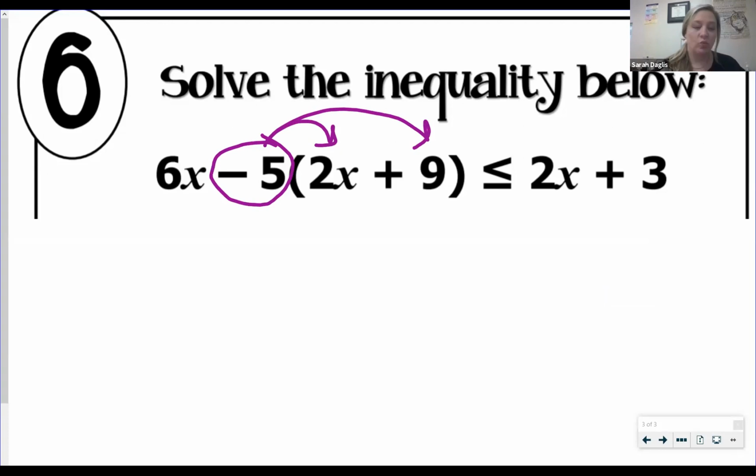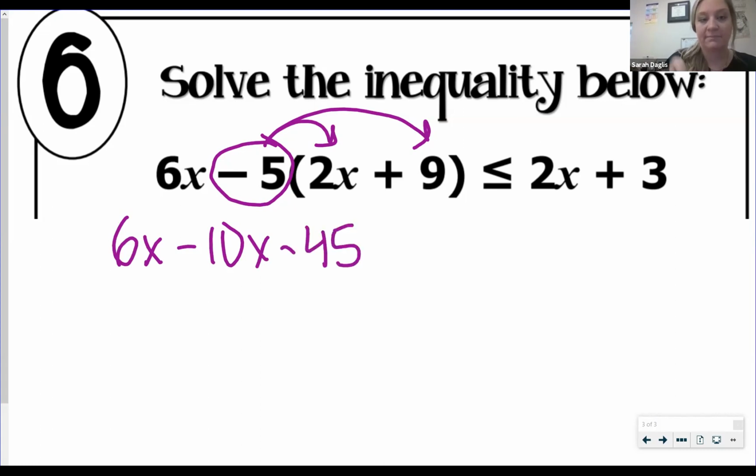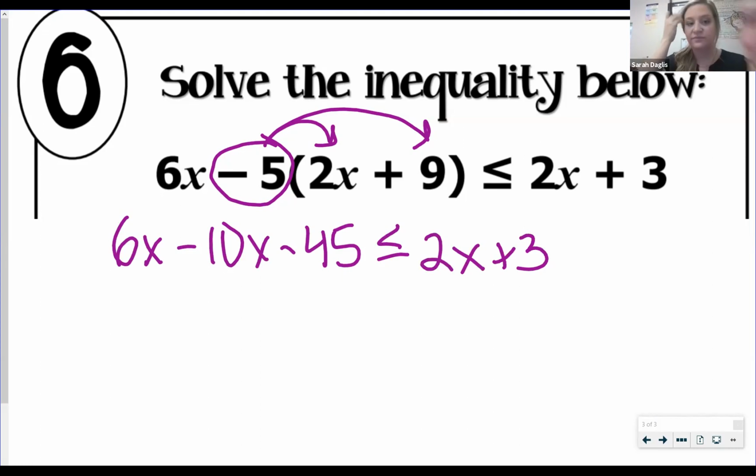When we distribute, whatever number is in front, you also bring the sign with it. So this is technically a negative 5. We're going to multiply that to 2x and plus 9. The beginning of our equation did not change. But negative 5 times 2x is going to give me negative 10x. And then negative 5 times 9 is going to give me a negative 45. Less than or equal to, we have 2x plus 3 still over there.